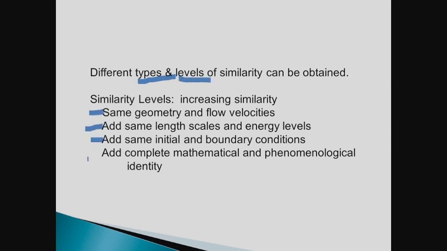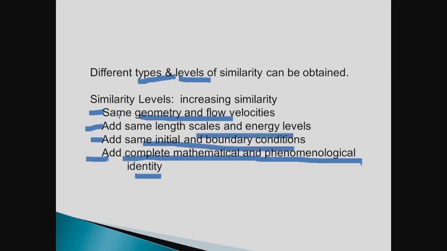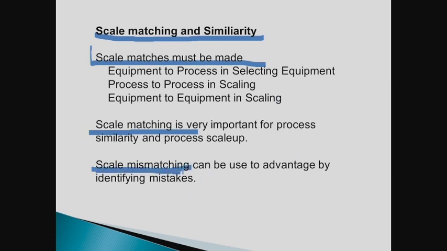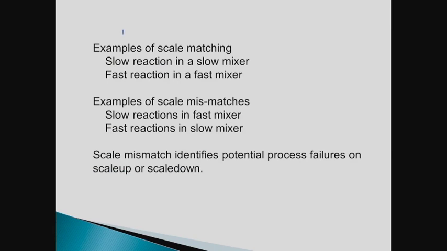Anyway, different types and levels of similarity. Same similarity, flow rates, complete mathematical and phenomenological identity. Wow. Same geometry, flow condition, energy levels, boundary condition. By the way, same geometry may actually prevent the rest. Scale mismatches, scale matching, and scale similarity. Scale matches must be made. Equipment to process, process to process, and scaling, equipment to equipment and scaling. Processing mistakes: scale up mismatching can be used to advantage to identify mistakes. Examples of scale matching, examples of scale mismatching.